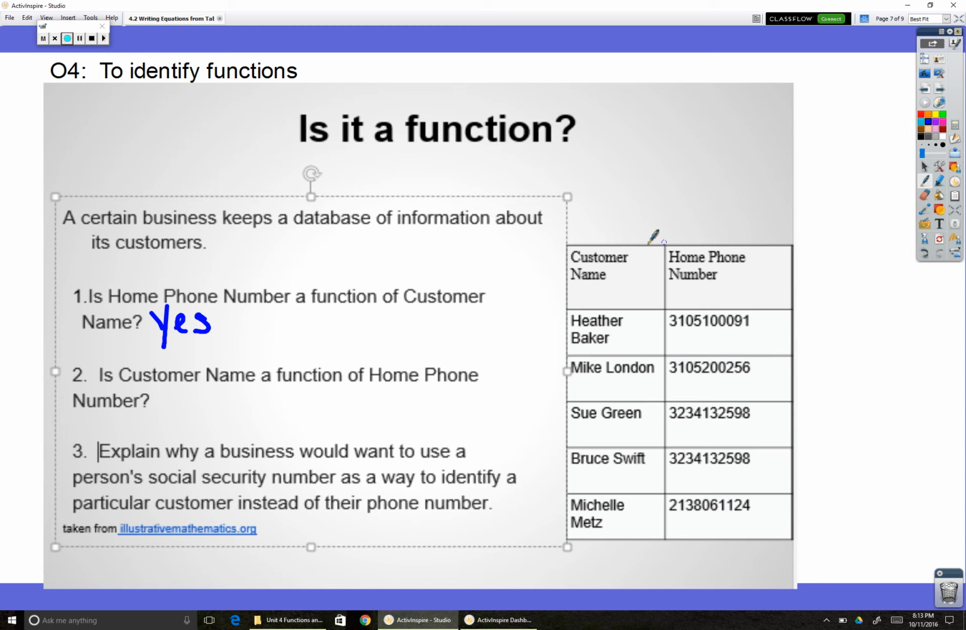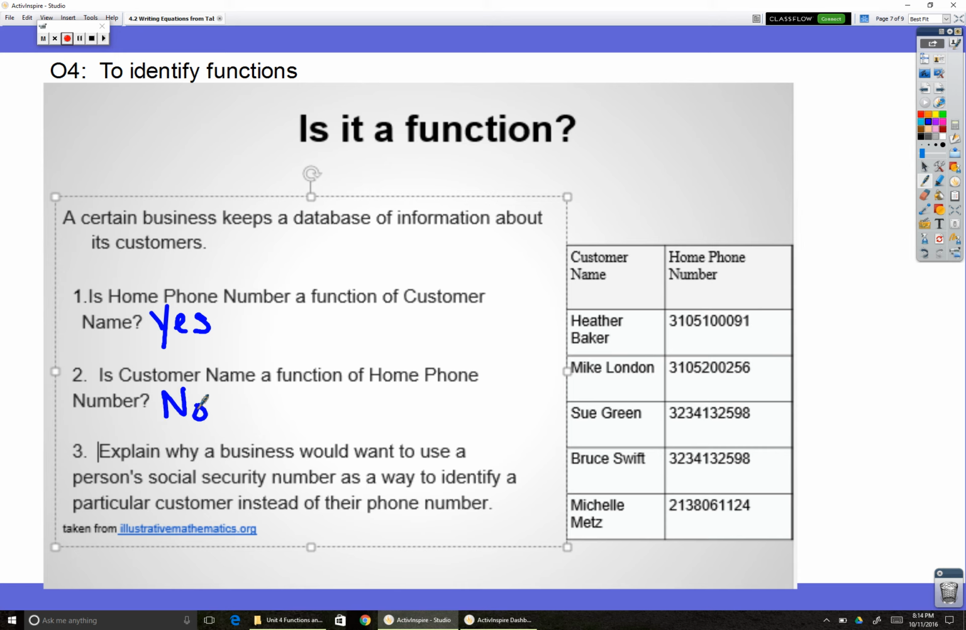Now let's go backwards. It asks us if customer name is a function of home phone number. So we have this home phone number, and it belongs to Heather Baker. Now we have another phone number, which belongs to Mike London. We have this phone number, which belongs to Sue Green, and then we have the same phone number as for Sue Green that also belongs to Bruce Swift. So they share the same phone number. When we put in this number, we don't know if we're calling Sue Green or Bruce Swift. So customer name is not a function of home phone number.